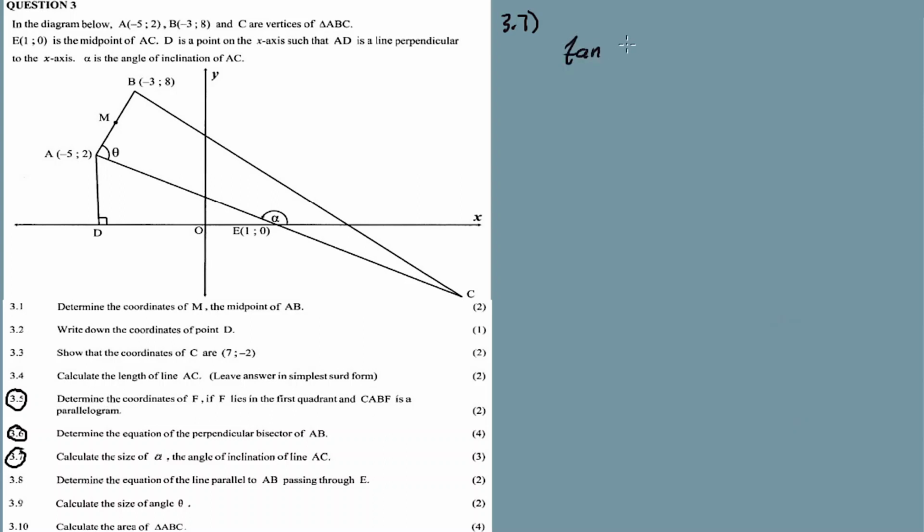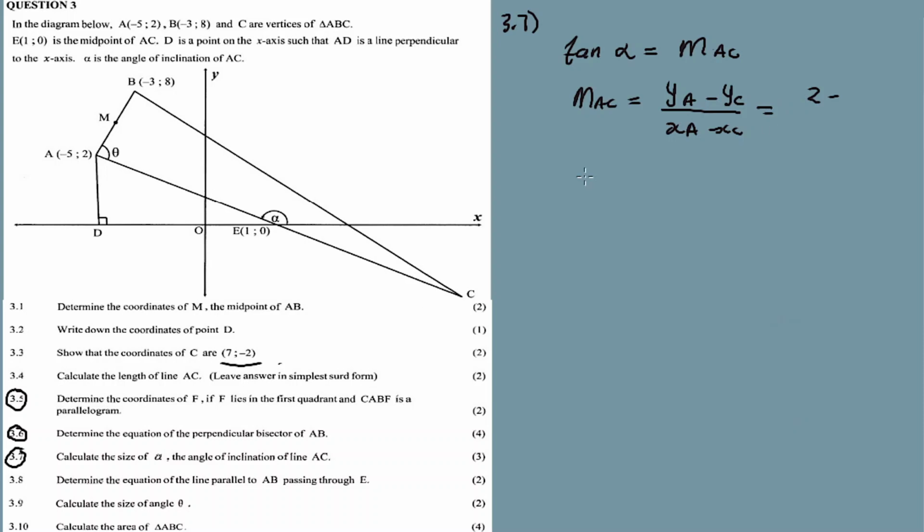So tan alpha is equal to the gradient of line AC, because the angle alpha is the angle of inclination for this line AC. So we find the gradient of line AC. Gradient, you shouldn't get this wrong: y A minus y C over x A minus x C.